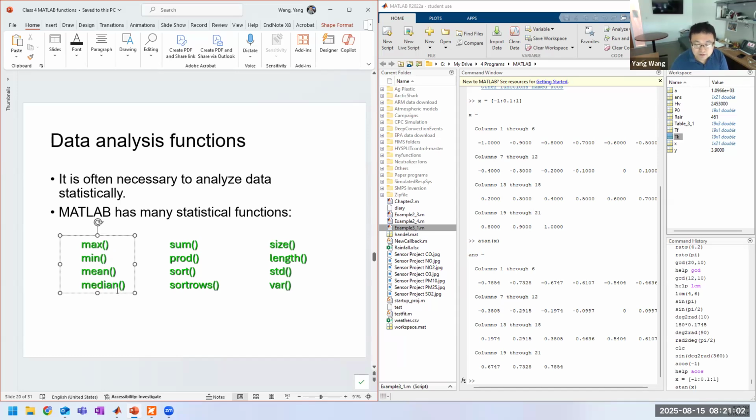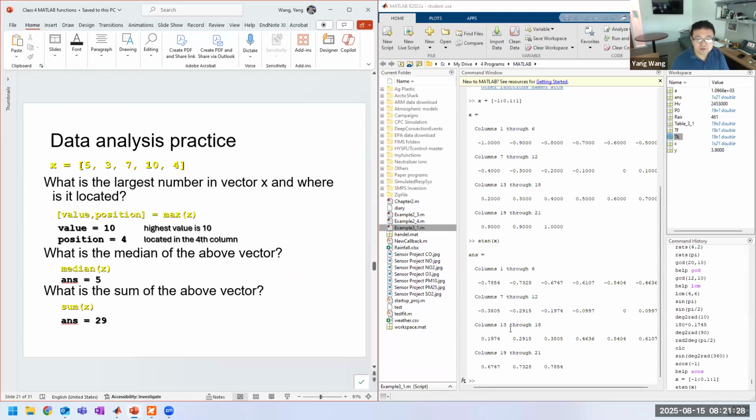So this is similar to Excel that we introduced in the beginning. So you can find the max value, the minimum value, the mean value, median value. You can find the summation, you can find the product, right? So sort function, right? We can talk about sort function later on. Size, how long the array or matrix is, the length, how long the length is, standard deviation, variance, and so on. Okay, so we can do some practice over here, right?